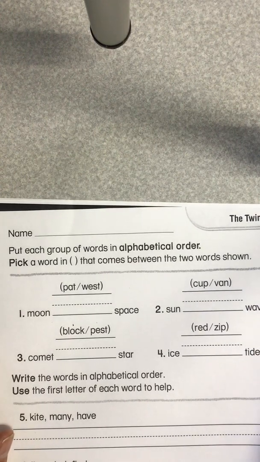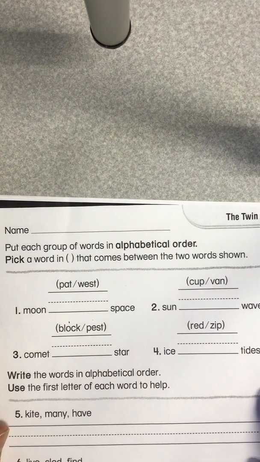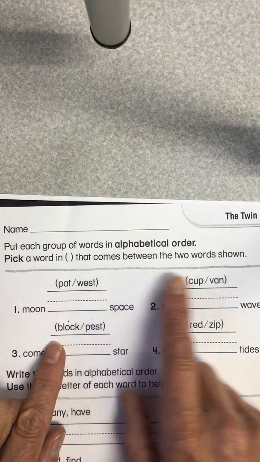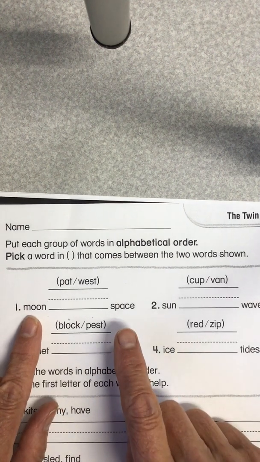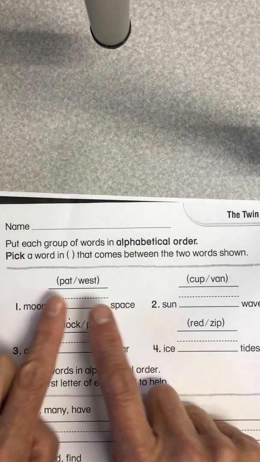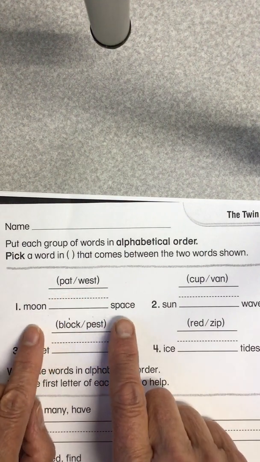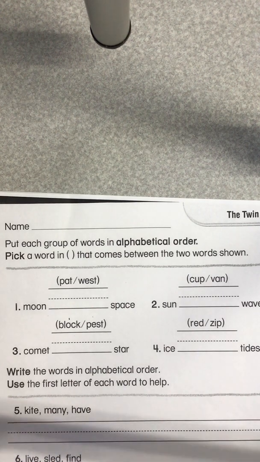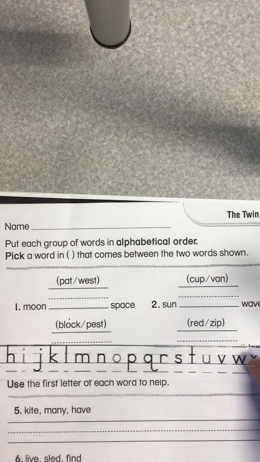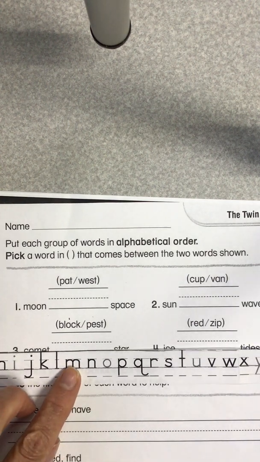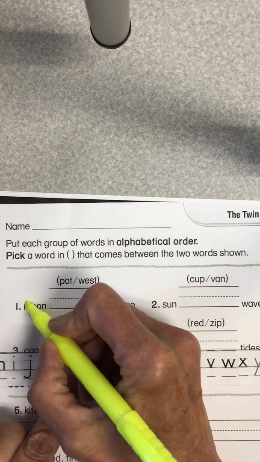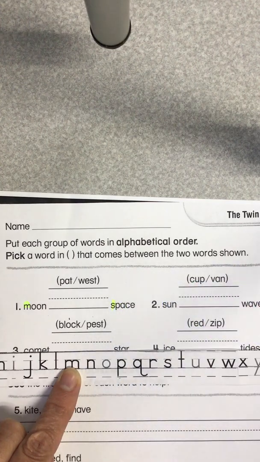Our directions say, put each group of words in alphabetical order. Pick a word in the parentheses, that's these two things, that comes between the two words shown. So we've got the word moon and we've got the word space. And one of these words, Pat or West, fits in between moon and space. If you were looking in the dictionary or something that was in alphabetical order, what would you find between moon and space? Well, I've got my strip to help me out, and I see M is here, and I see S is here. And of course, moon starts with an M, space starts with an S.